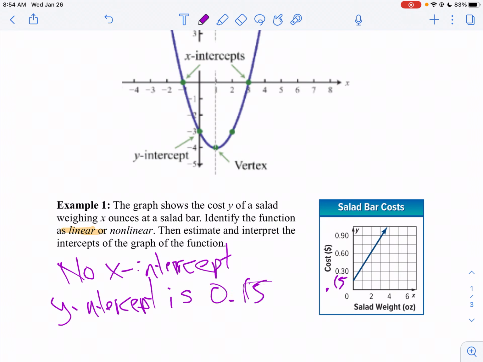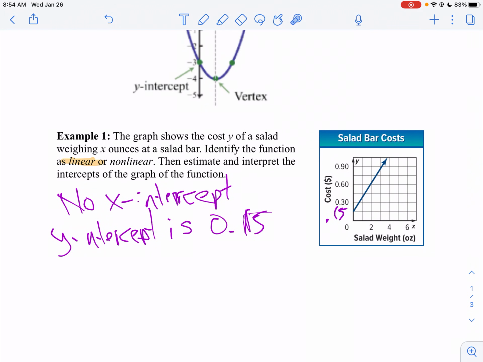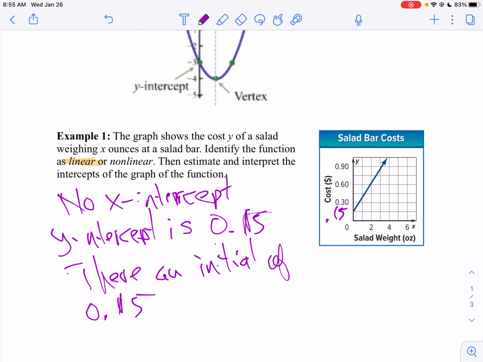Now, what does that mean in terms of this situation? Well, this situation means no matter what you get on your salad, you're going to pay an initial cost of 15 cents. So I'll say there is an initial cost of 15 cents. Then after that, you're going to pay additional for how much the salad weighs.